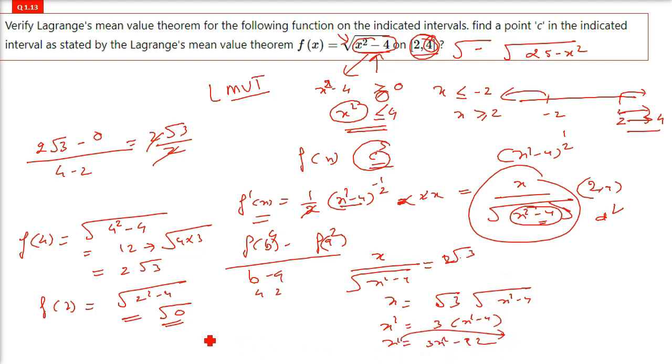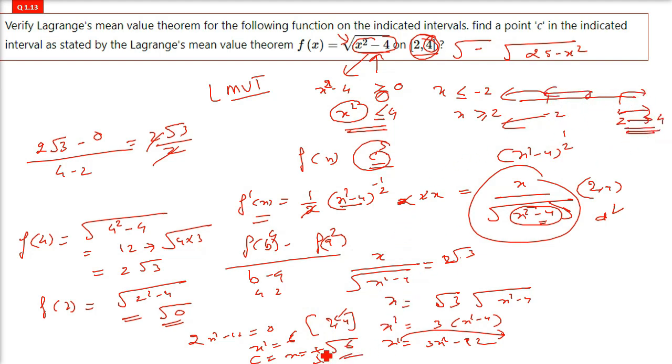Then you will get 2x square minus 12, x square will be equal to 6, and x will be equal to plus minus under root 6. Now since this is between 2 and 4, there cannot be any negative, so just discard that negative one. Negative root 6 will not be defined, only plus root 6 will be there. Plus root 6 will be the eventual thing which you are going to say is okay. You will not go to the negative part, you just have to go to 2 and 4.